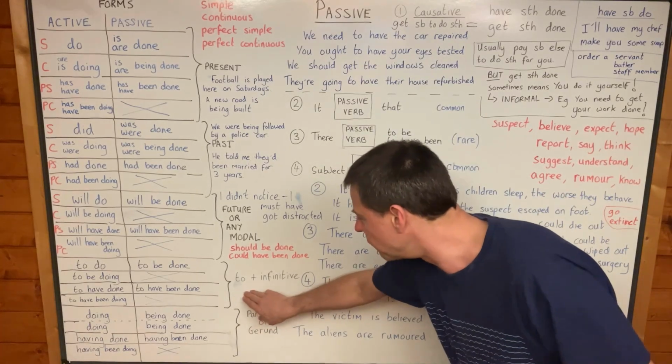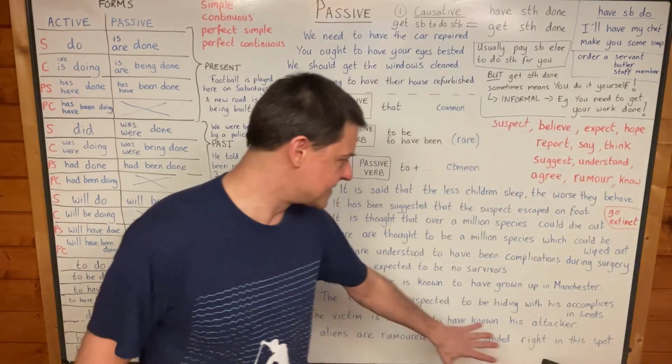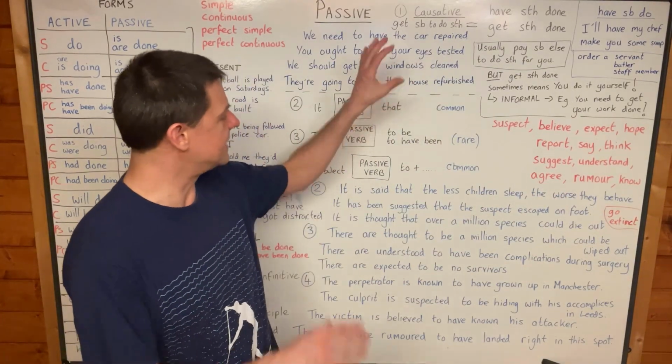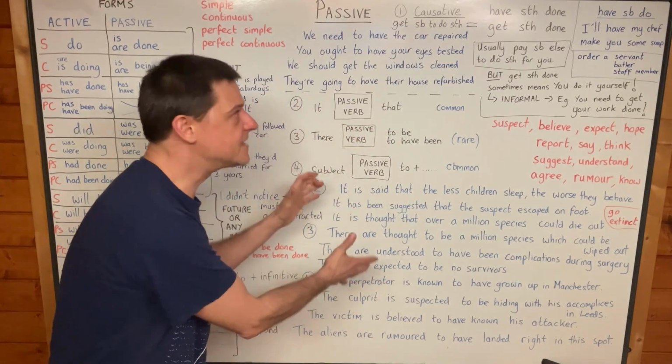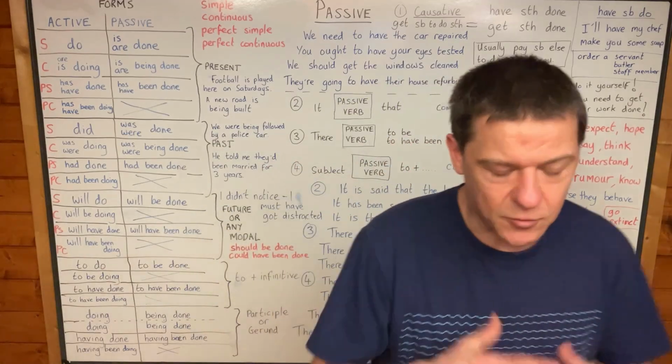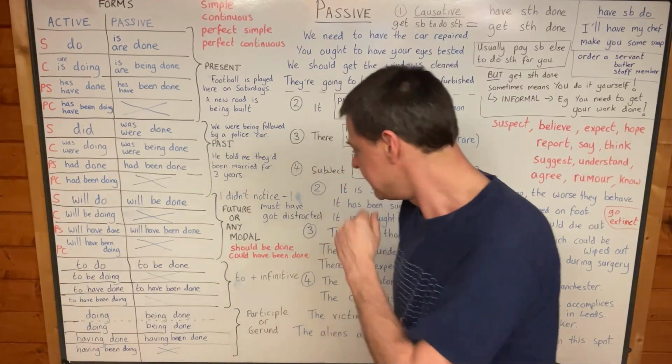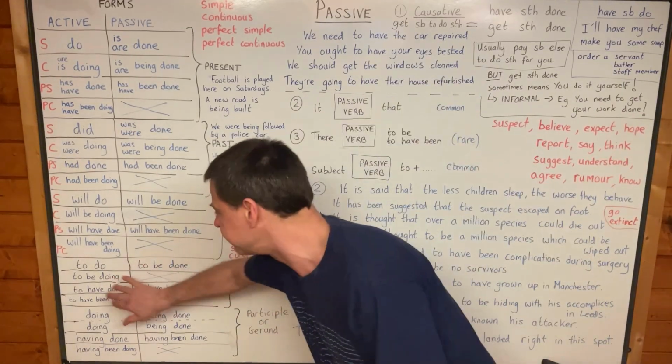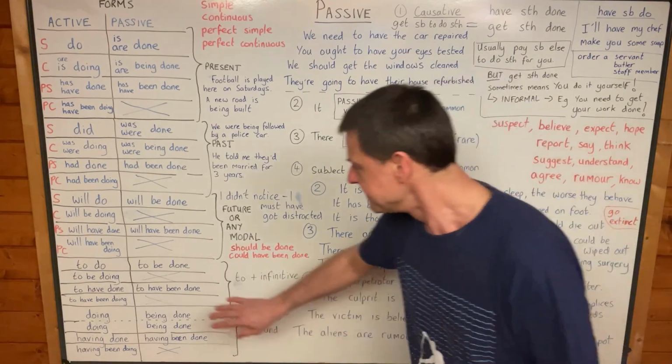And so this form we will look at a little bit later, because it appears in some of these weird passive forms that you can very often find in newspapers. It's quite a formal version of English. So we will look at some of these complex forms of to plus infinitive.